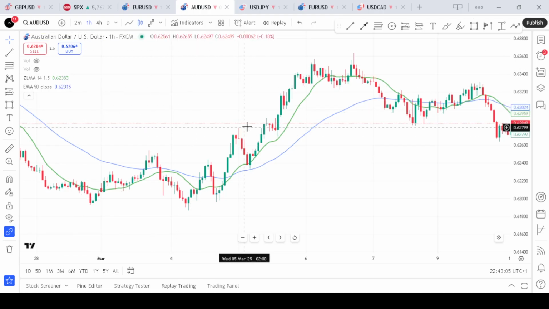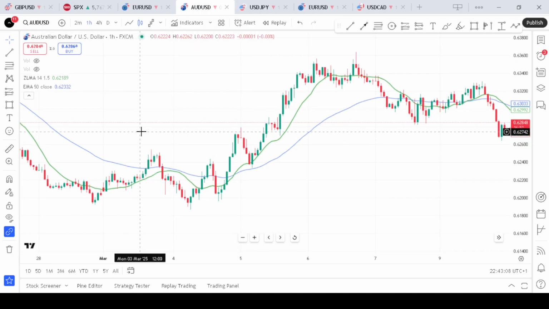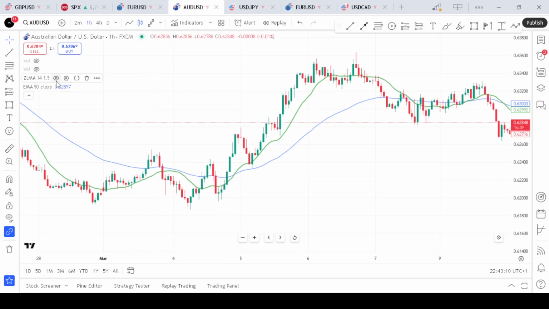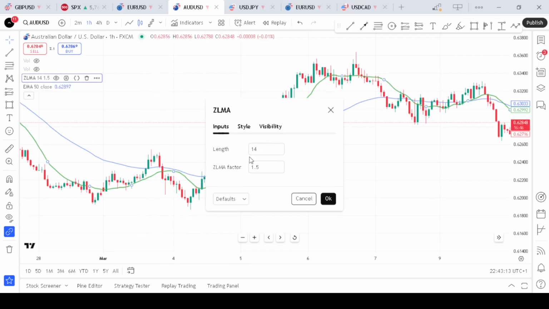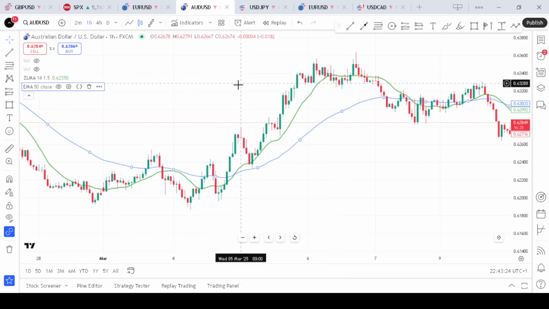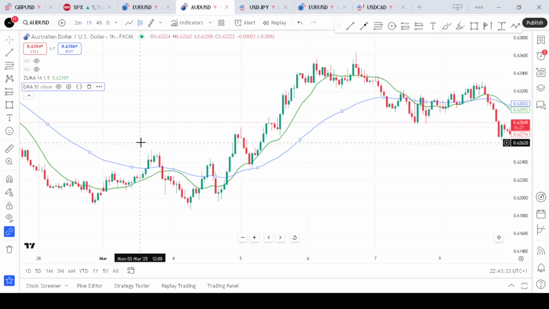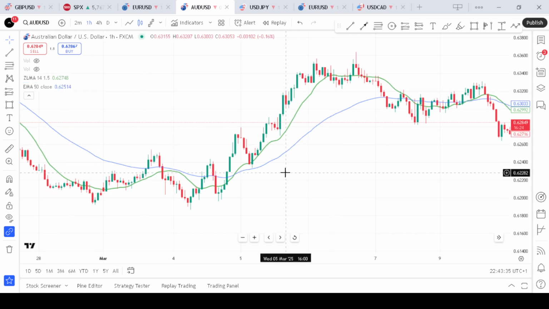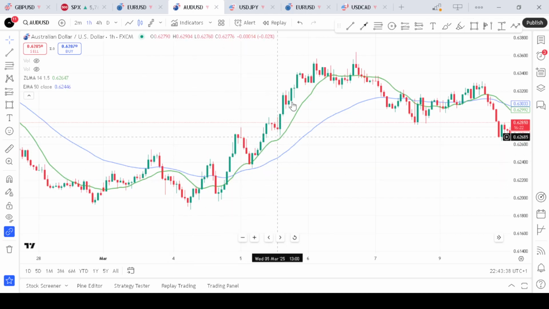So first things first, we plot two moving averages on our charts. The first one is our zero lag moving average. We plot it using a 14 period length, and we plot our slow exponential moving average, our EMA, using a length of 50. The zero lag moving average will act as a faster line, while the slow EMA provides a broader view of the trend. So this green line would be our zero lag indicator, while the blue line is our slow EMA.